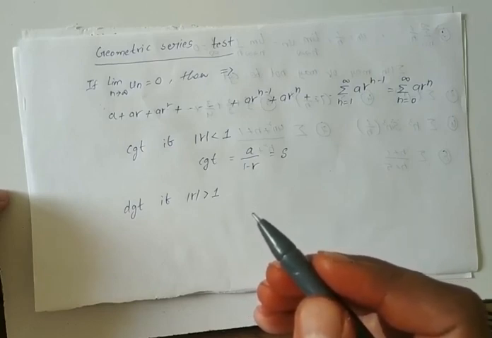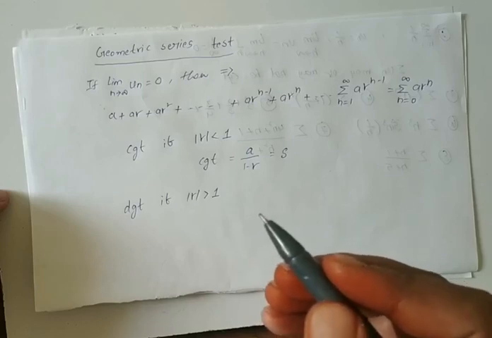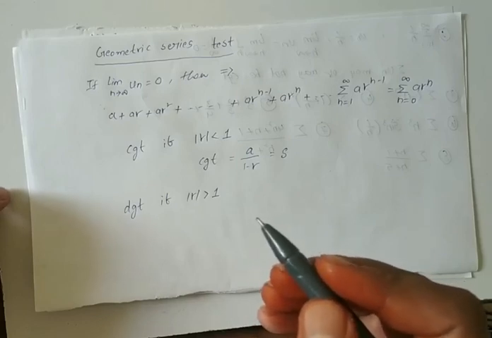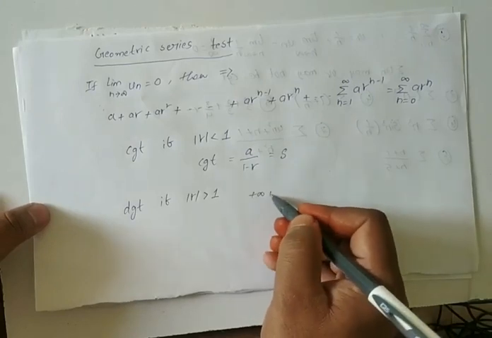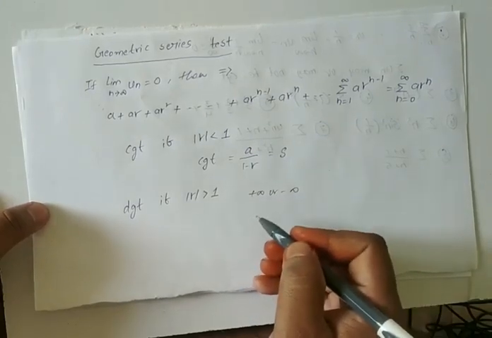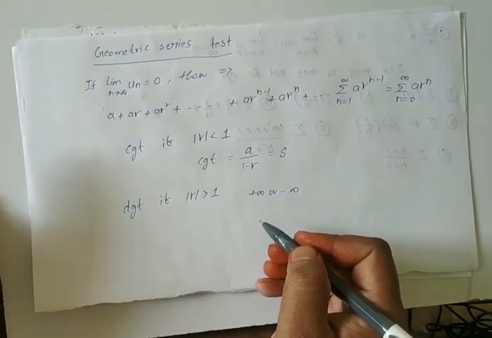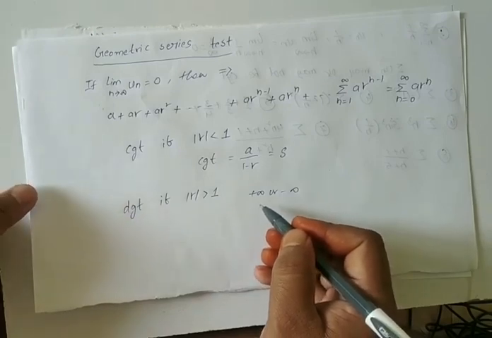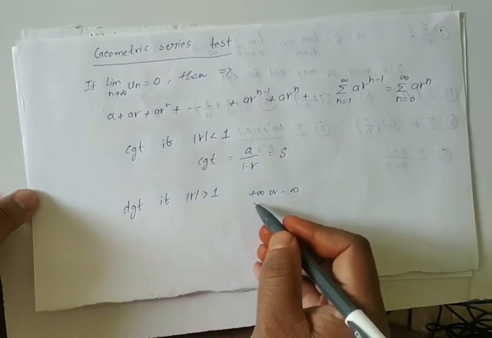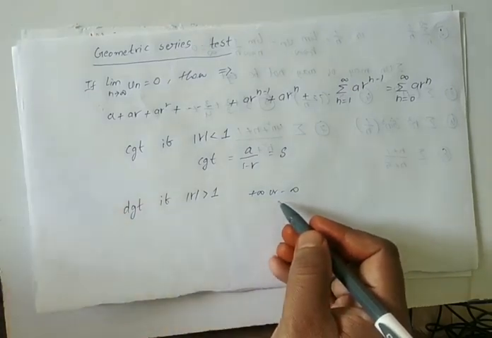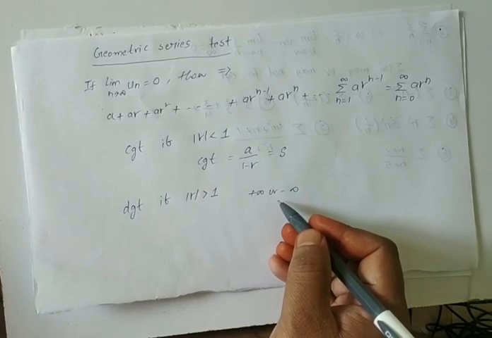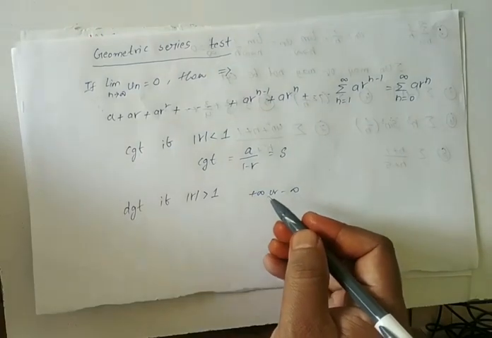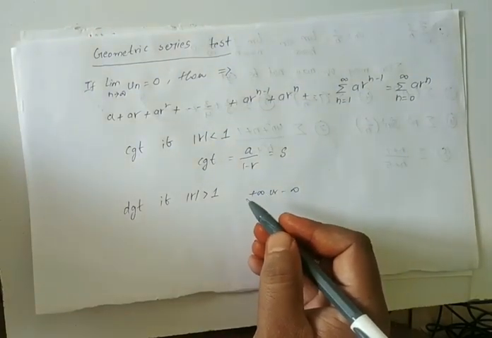In this case, the sum of the given geometric series does not exist. That means the series diverges to either plus infinity or minus infinity. When mod r is greater than 1, then only we will say that the geometric series is divergent. In this case, the sum of the series does not exist.